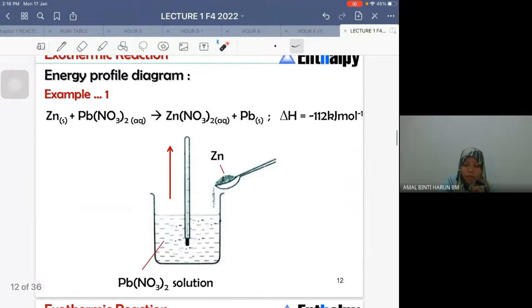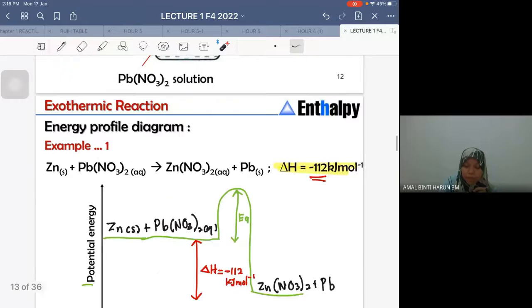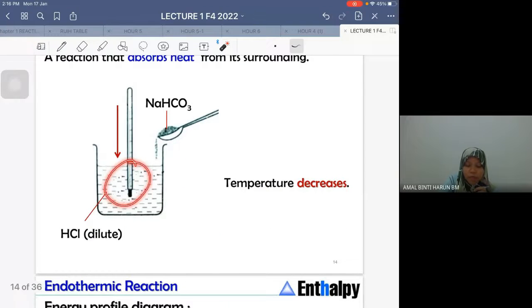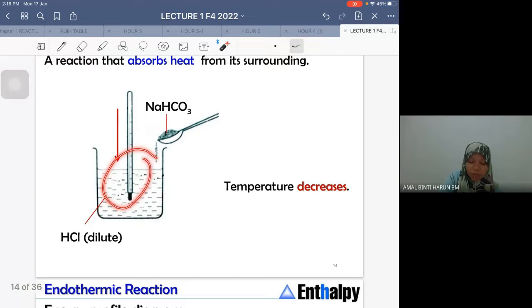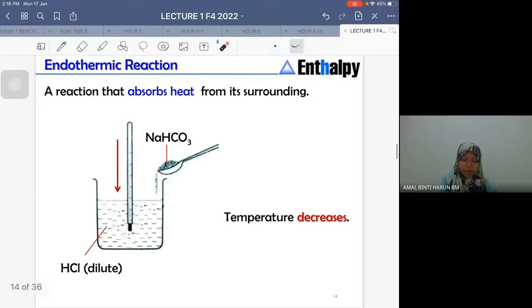Terbalik dengan sini, bila larutkan zinc dengan PB nitrate, you pegang beaker ni. Bila pegang beaker rasa panas. Maksudnya tangan kita tu adalah surrounding absorb heat. Maksudnya sistem release heat to the surrounding. Ini system is absorbing heat from the surrounding. So kita akan rasa sejuk sebab kita ni surrounding. Heat ni digunakan untuk tindak balas. So bila kita ambil termometer, kita dapati suhu dia lebih rendah. Kita ambil suhu yang asal dengan suhu yang selepasnya.